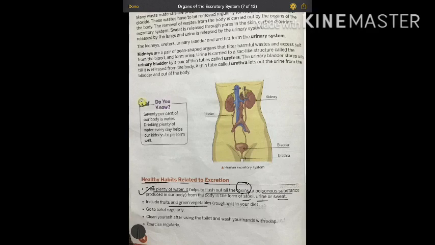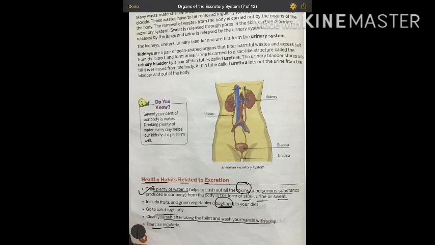Now, we should include fruits and green vegetables in our diet, which act as roughage, fibers, which help us to get rid of the waste material, the undigested waste, from the body. We should go to the toilet regularly. We should not hold it. Children are in a habit of holding urine and not going to the washroom. So you should go to the toilet regularly, every 3-4 hours. Now clean yourself after using the toilet. Wash your hands with soap, and clean yourself properly when you go to the toilet, and wash your hands also. And then exercise regularly.